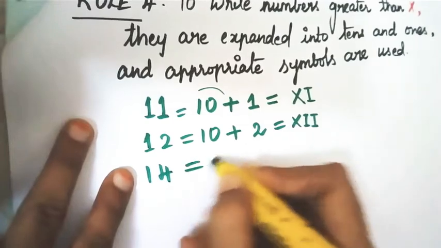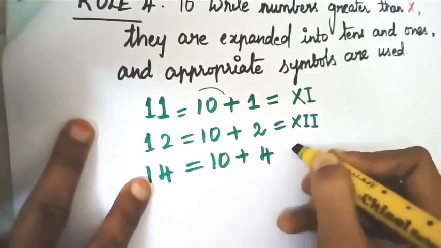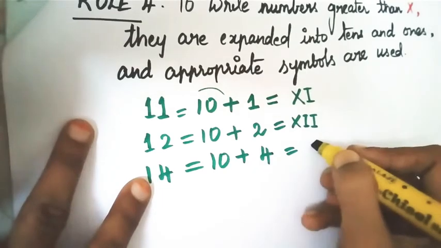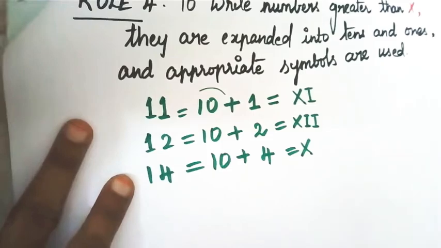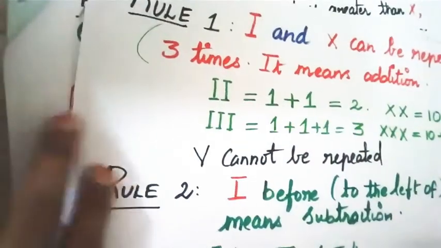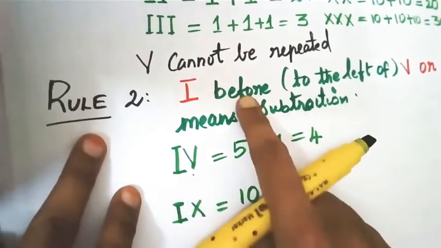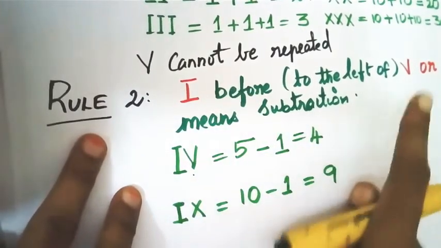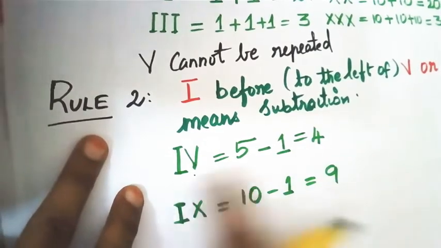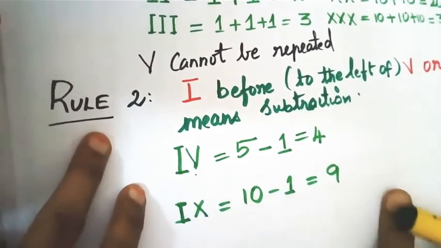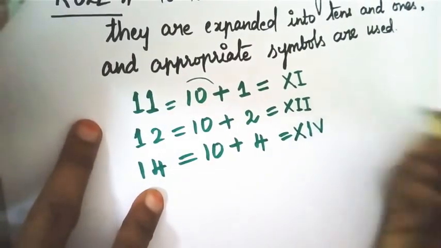Let me do it for 14. 10 plus 4. Value of 10 is X. You know that I written to the left of V is subtraction. Therefore, IV is equal to 4. Instead of 4, we can use the symbol IV.